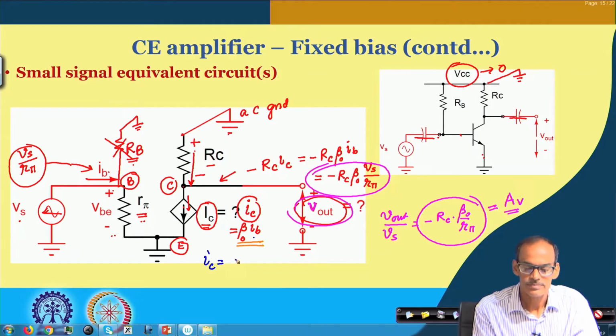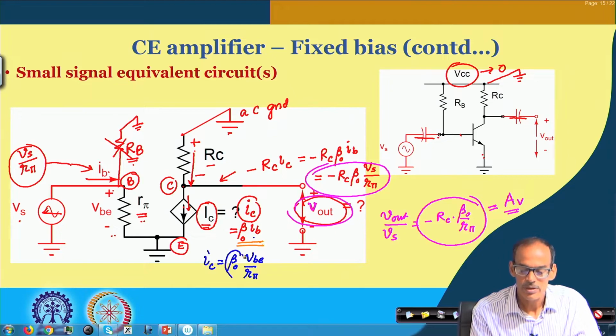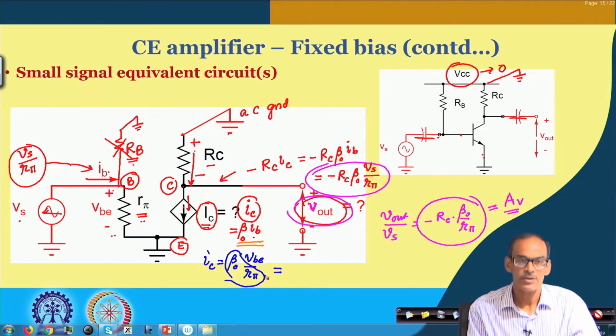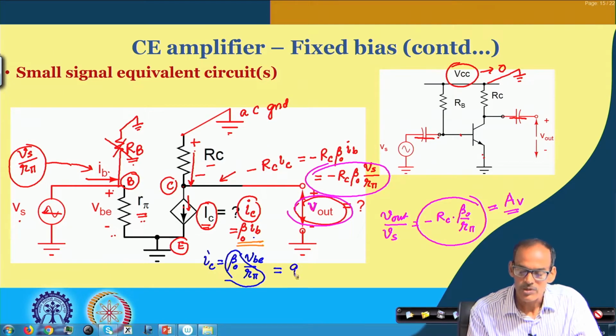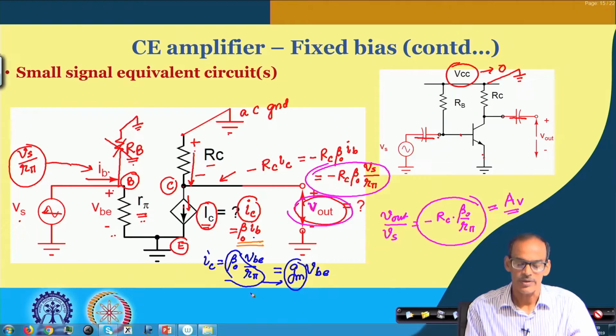in fact, we can write beta naught I b, it is V b e divided by R pi, right. And so, this V b e divided by R pi, this parameter is of course a small signal parameter we already have discussed earlier. This is G m, the transconductance of the transistor, multiplied by this V b. So, this part is basically the transconductance of the amplifier.